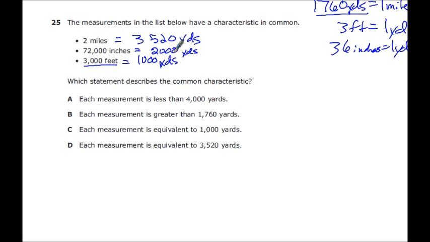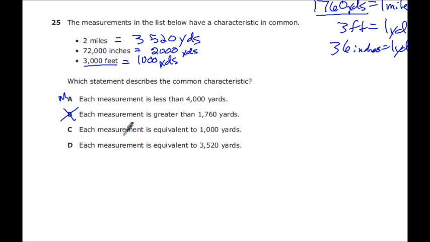Each measurement is less than 4,000 yards. Okay, that's a maybe, because each one of these is less than 4,000, which means the original are. Each measurement is greater than 1,760 yards. That's not true because of this one right here, so just disprove that one.